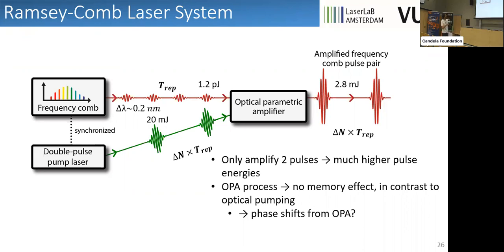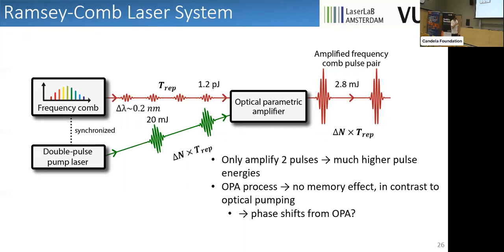And so the way that we do that is by having a frequency comb, which we synchronize to a double pulse pump laser. And the double pulse pump laser will emit 2 pump pulses that are separated in time by precisely the free evolution time we want for our Ramsey measurement. And these pulses are about 20 millijoules per pulse.